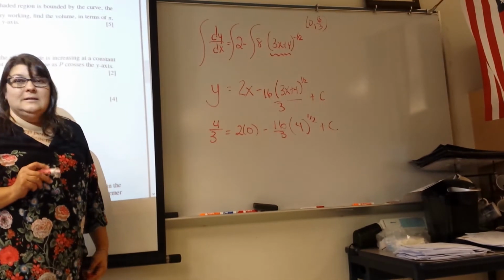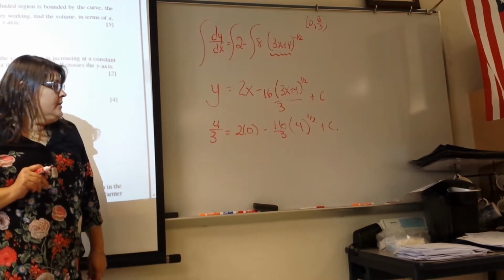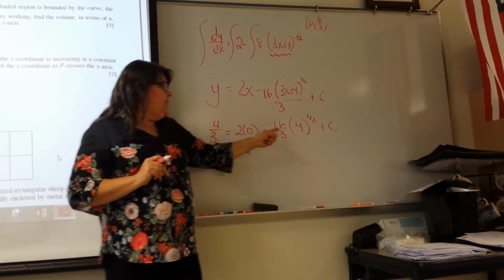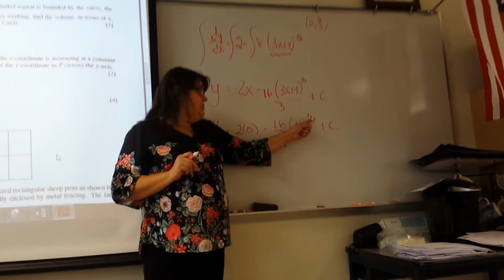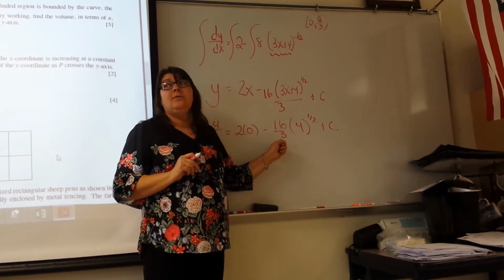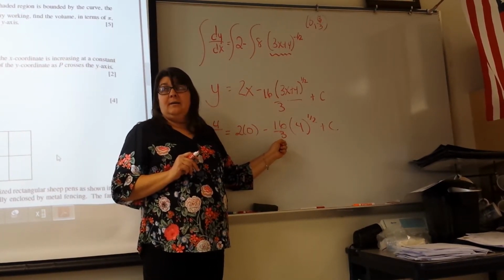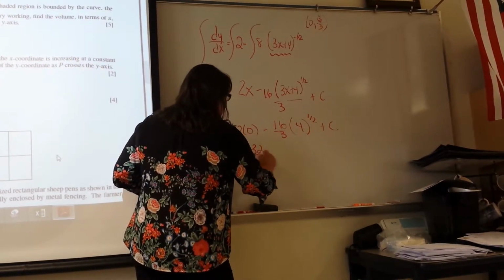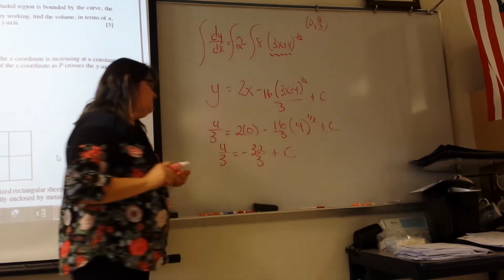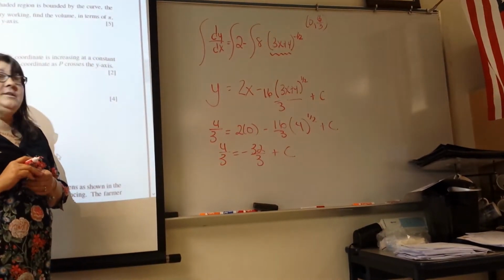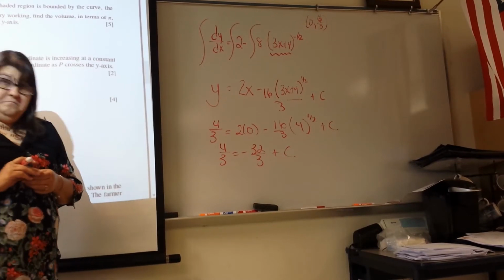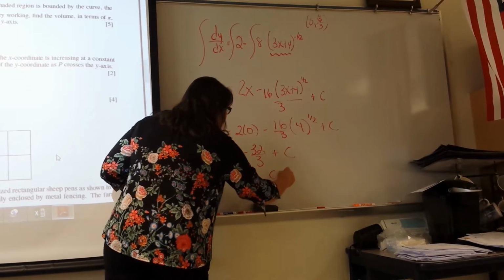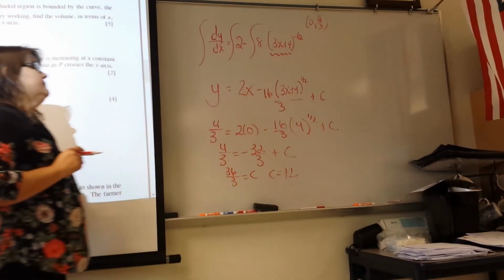Are we feeling it? Okay, so this is 0. That's nice, right? 4 to the 1/2 is 2. 2 times 16/3 is 32/3. Everybody okay? So really what I have is 4/3 equals negative 32/3 plus c. Add 32 to 4, 36/3, which is 12. So c is 12. And then you just reinsert that.